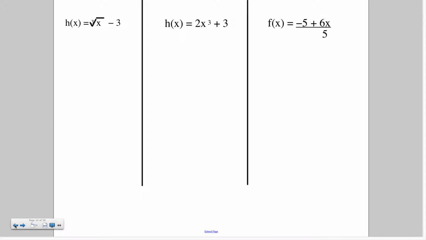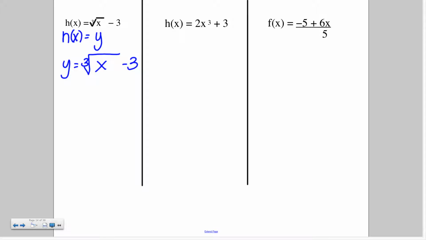All right, so we have h of x, and the thing that you need to know is that h of x, or if you see f of x, whatever x, is also equal to y, okay? So it would be just like y is equal to the cube root of x minus 3, okay? So those are the same thing.